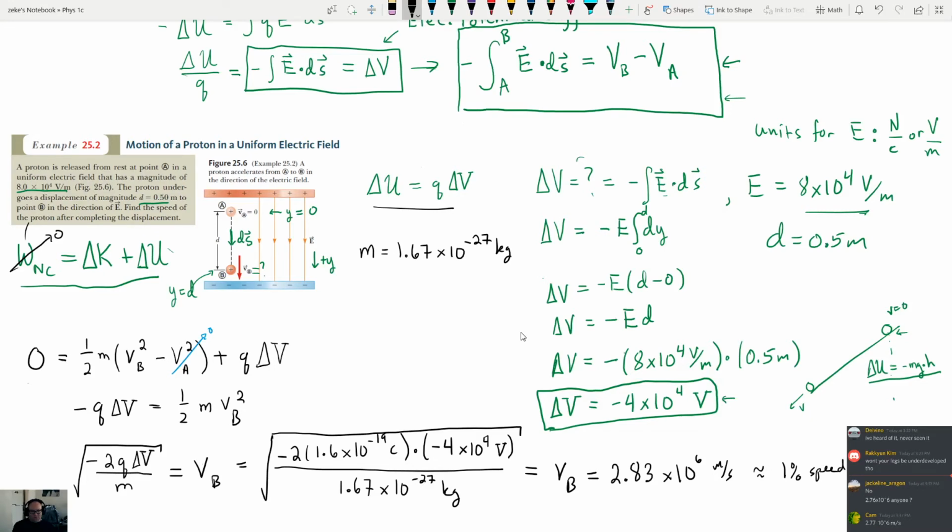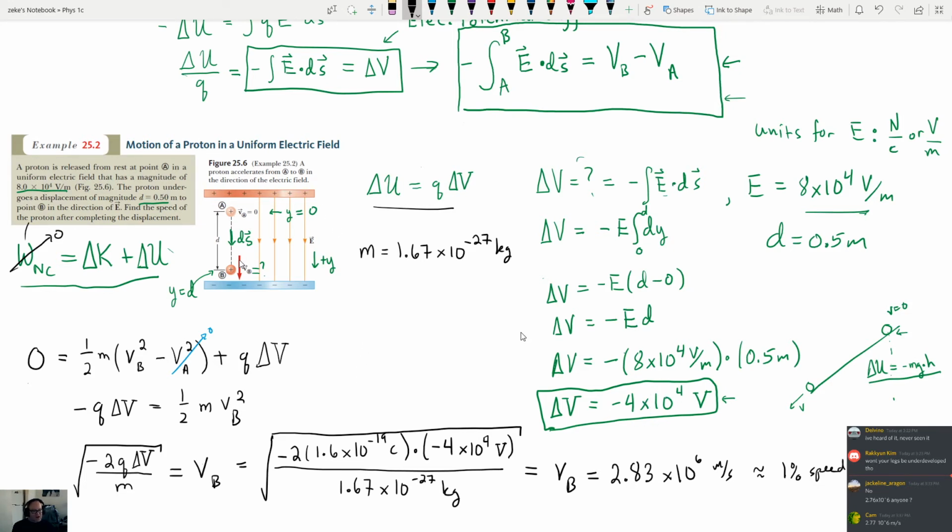Almost exactly. Because the speed of light is 3 times 10 to the 8, and this is about 3 times 10 to the 6th. It's pretty fast, right? 1% the speed of light. And it's not that hard to produce. You just need to have a voltage between the two plates of, well, some size like that. So you need a really big battery to produce this.